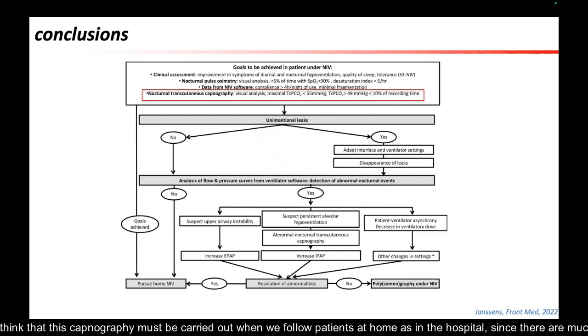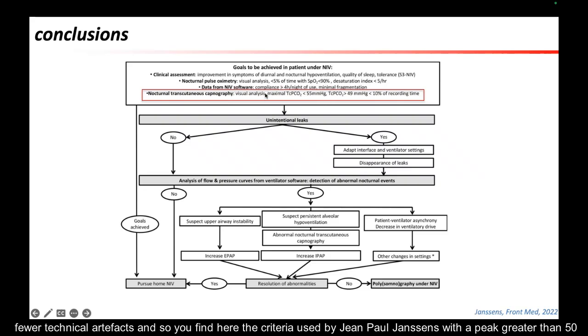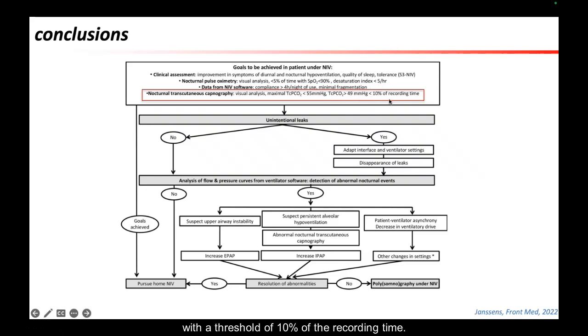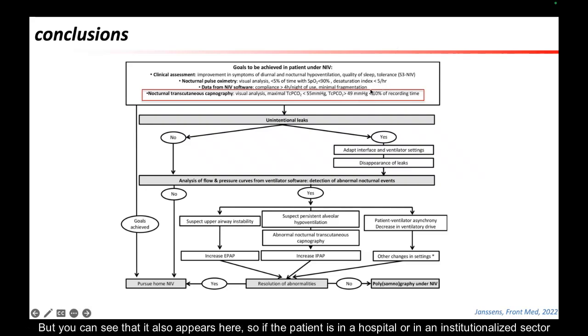I think that this capnography must be carried out when we follow patients at home as in the hospital, since there are much fewer technical artifacts, and so you find here the criteria used by Jean-Paul Janssen, with a peak value with a threshold of 55 millimeters of mercury, and the time spent at a PtCO2 over 49 millimeters of mercury, with a threshold of 10% of the recording time.